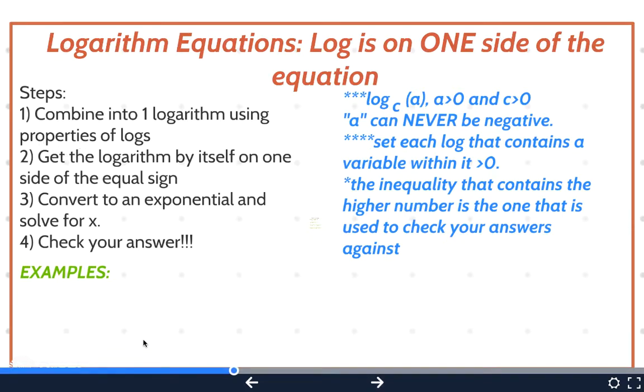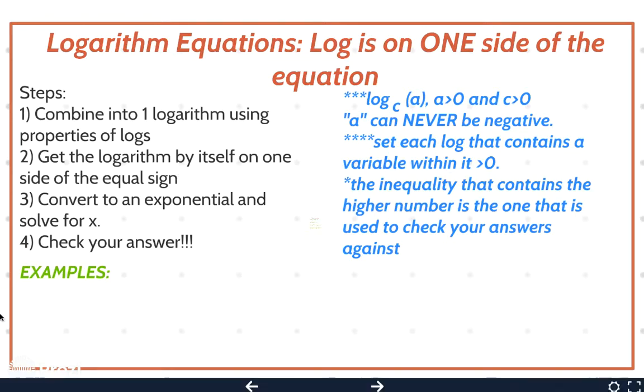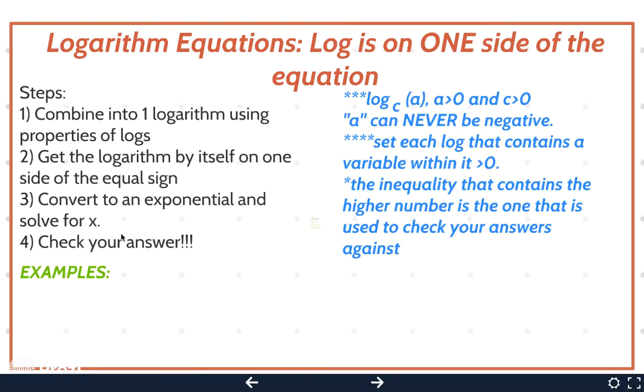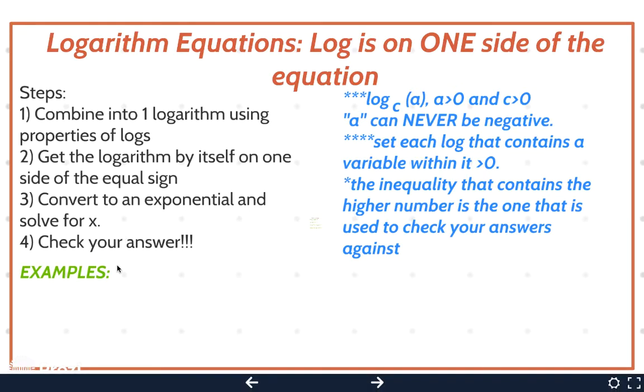Now the steps we're going to be using: we will be combining our logs into one log using the properties we talked about. You might be using the product property, the quotient property, or the power property to do that. We're going to get the log on one side by itself, so nothing added or subtracted or multiplied to the log. We're going to convert that into an exponential, so we're reversing the process. And then we solve for x.